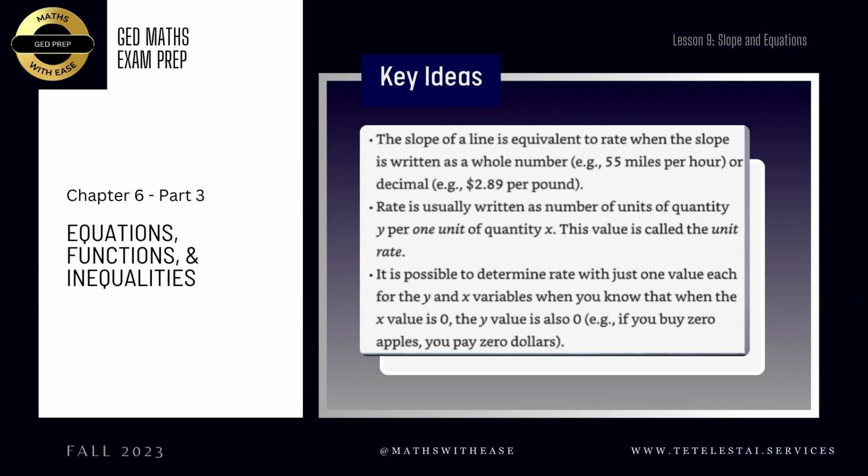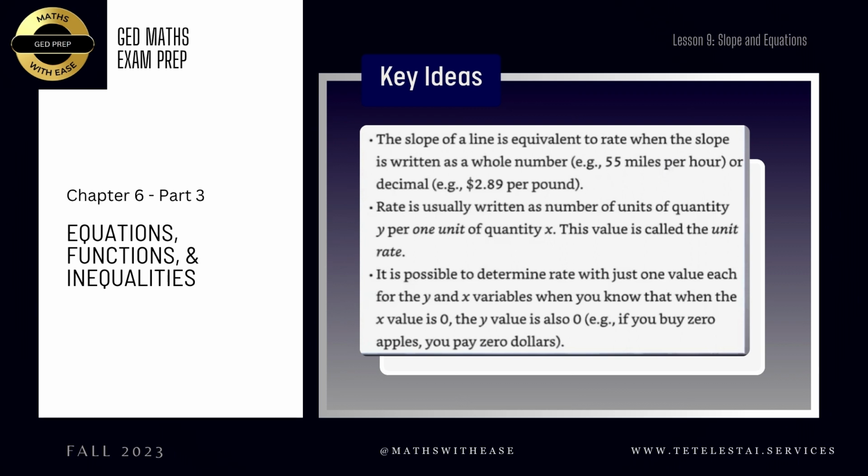So that's the main thing to keep in mind, is that when you're dealing with just the slope of a line, we're not talking in terms of unit measurements, right? We're just talking simply in terms of coefficients, rise over run, right? But when you're dealing with unit rates, you're comparing measured quantities with each other. 55 miles per hour, $2.89 per pound, things like that.